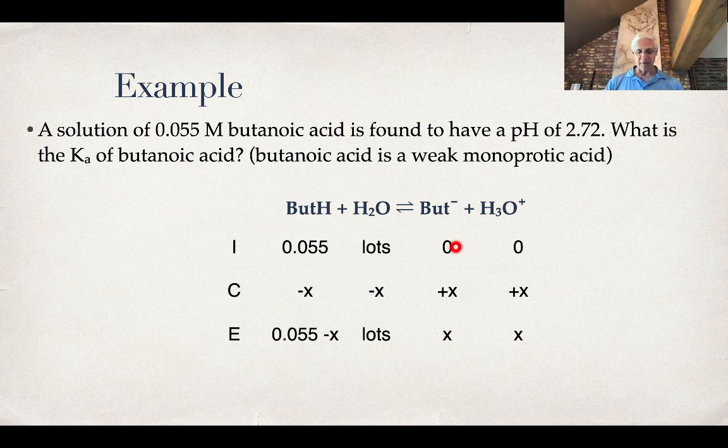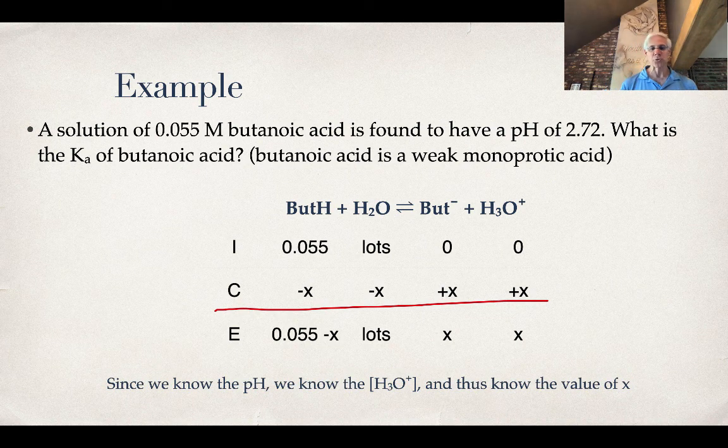But because I have none of this to start and none of this to start, the reaction has to go in the forward direction to reach equilibrium. So at equilibrium, our E line here, I just add everything up. So I have 0.055 minus X. I still got lots of water. 0 plus X is X. 0 plus X is X. I can put that into a Ka expression, but we're going to look at something a little bit differently with this one.